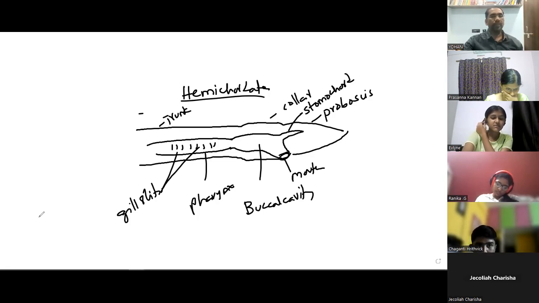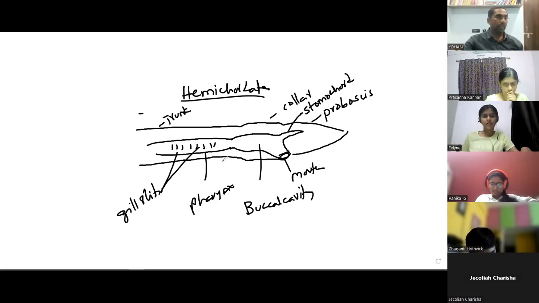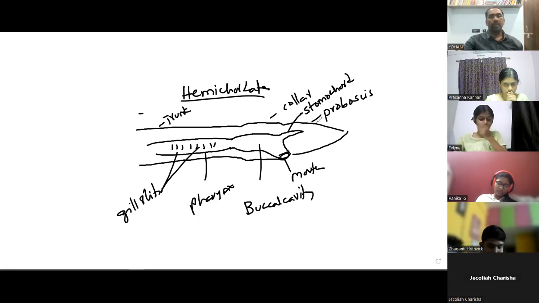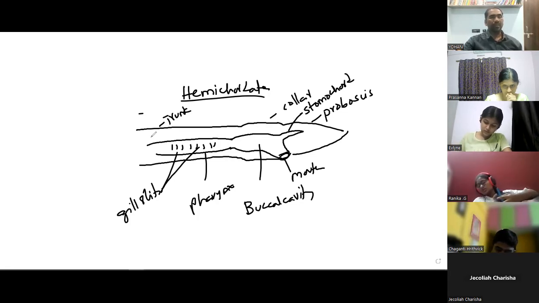Sir, can you explain this again? I did not understand the structure. Okay. This is the total body of the animal, and you can see the same picture in your textbook. There you can find 3 regions of the body. The anterior part is called proboscis. The second part is called collar. The third part is trunk. So the body has 3 regions: proboscis, collar, and trunk.